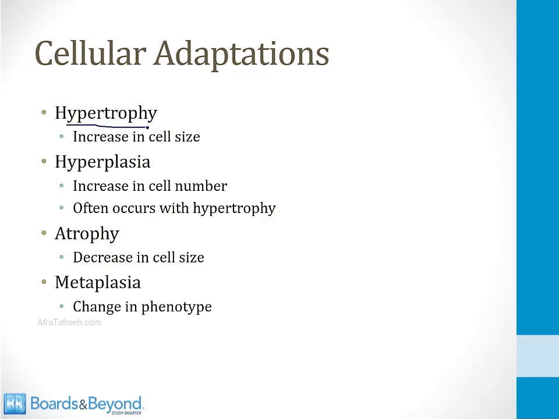The first one is hypertrophy. That's an increase in the size of the cell. The second adaptation is hyperplasia. That's an increase in the number of cells in a tissue bed. And this often occurs together with hypertrophy. Many stressors lead to both hyperplasia and hypertrophy. We'll also talk about atrophy, which is a decrease in cell size. And finally, we'll talk about metaplasia, which is a change in the phenotype of a tissue bed.